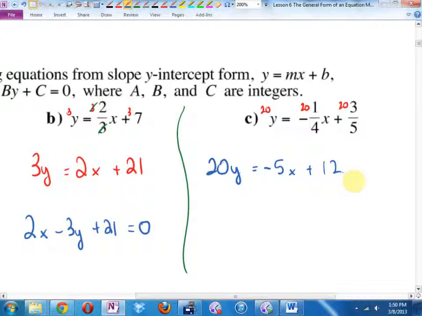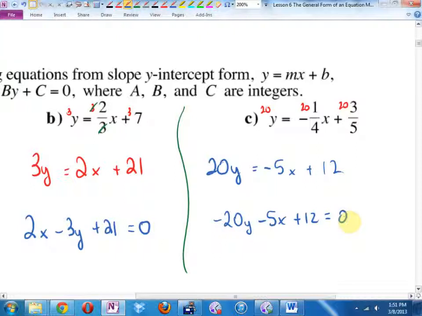Let's get the y by itself. How? Sorry, I said let's get the y by itself. I don't want to get the y by itself because that's going to end us right back where we started from. Let's make it equal to 0. Let's write it in general form, minus 20y from both sides. Yes? We'll have a negative 20y. We'll have a minus 5x. We'll have a positive 12 equals 0. Is that right?